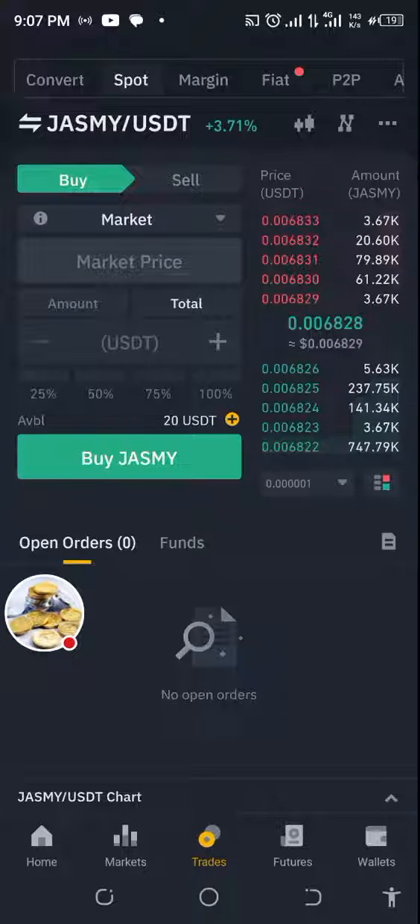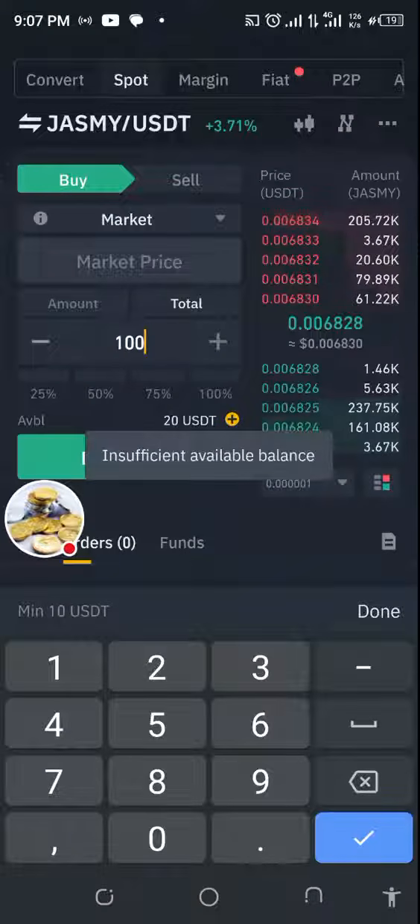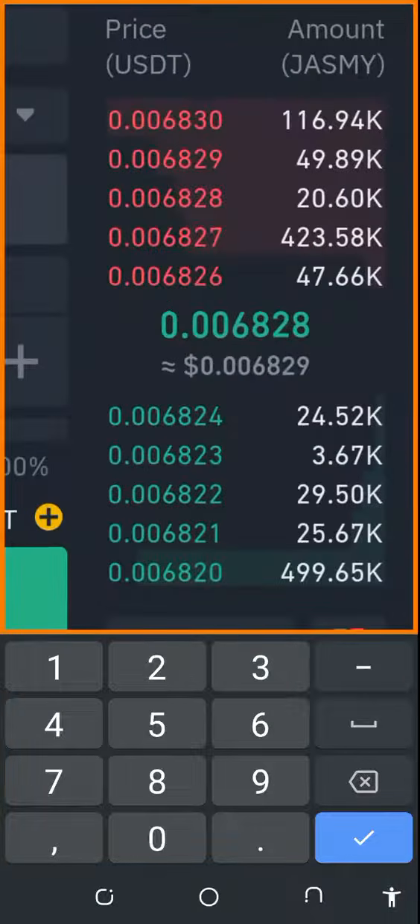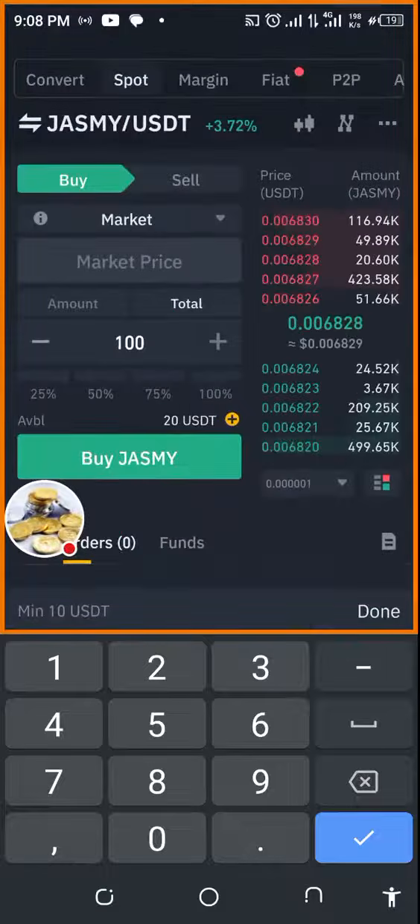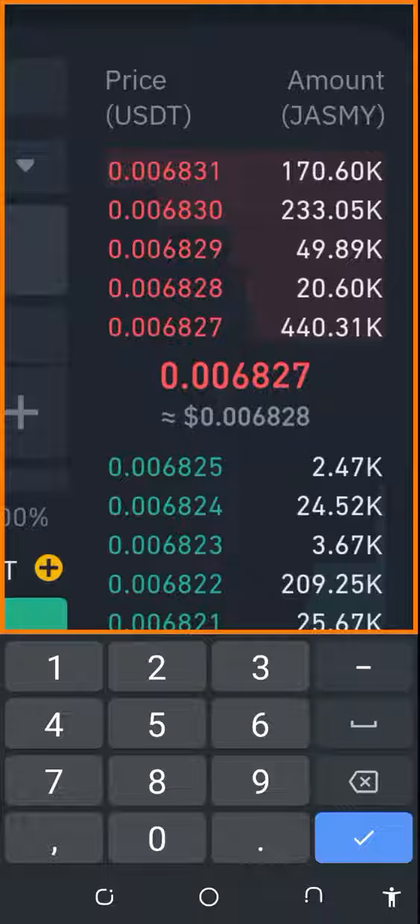So if I put this in here at market price and I want to buy $100 worth of Jasmine, I can't even see how much I'm going to buy. I can't see the number. I can't see the quantity. I'm blindfolded, and I'm just going to be depending on what Binance is going to give me here. Let me tell you what they're going to give me. They're going to give me this first red here.